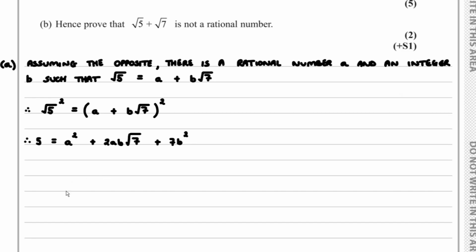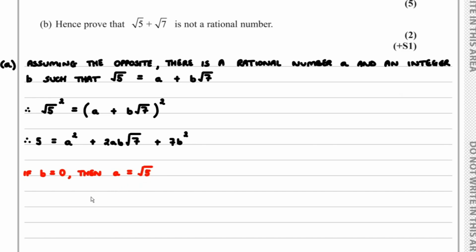What we now have to do at this point is consider the different cases. We could have a equaling 0 and b equaling 0, and let's see what happens with that. Let's focus on the case where b is equal to 0. So if b equals 0, then we would have 5 equals a squared. In other words, a equals root 5.